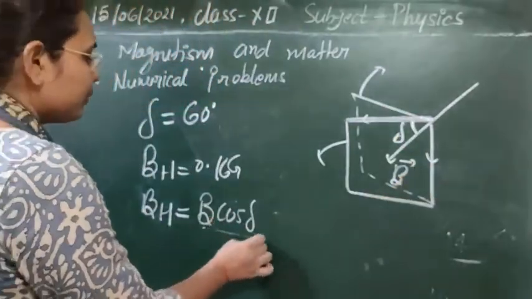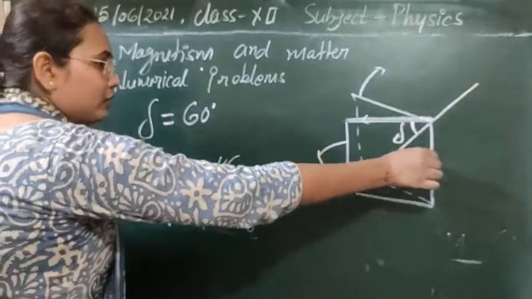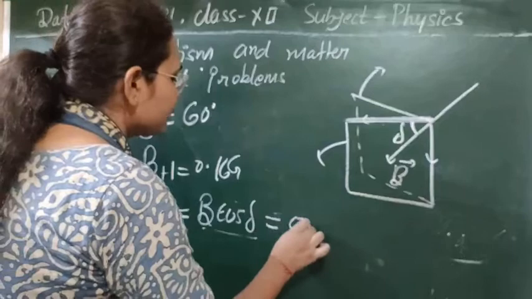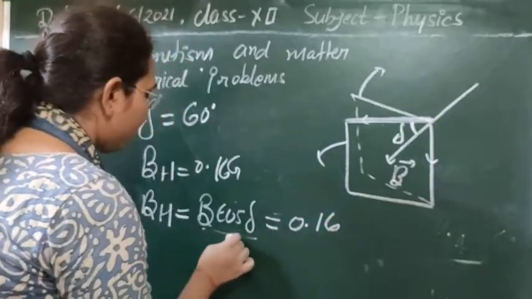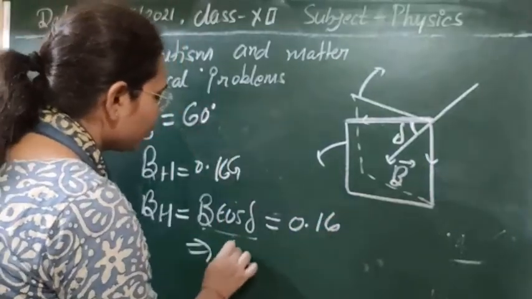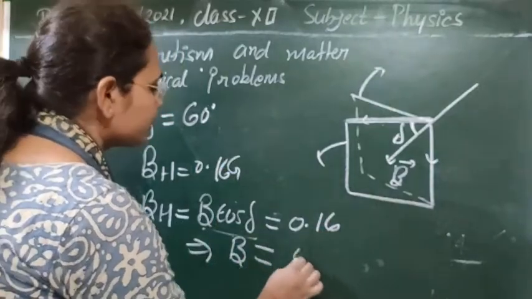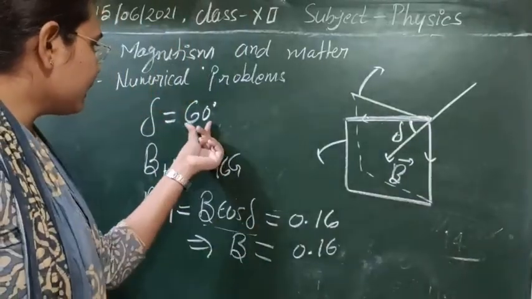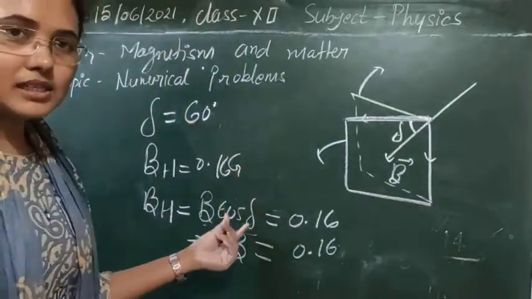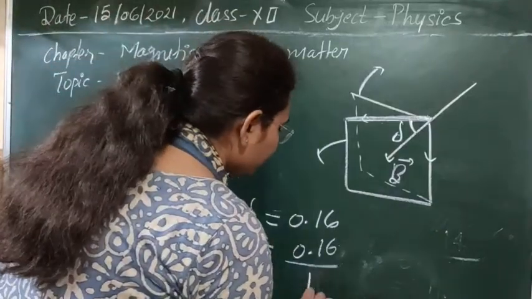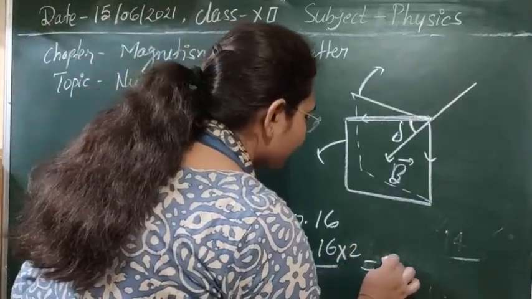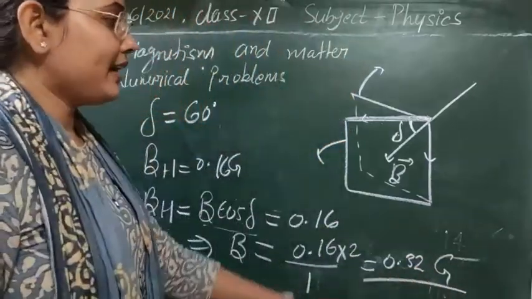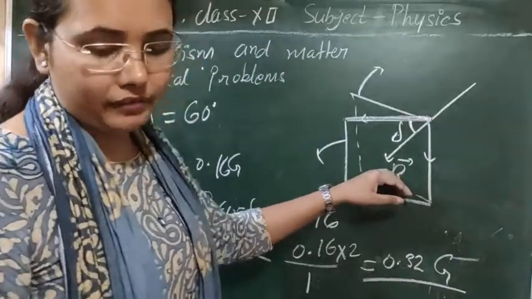So that horizontal component will obviously be B cos delta and the vertical component will be B sin delta. B cos delta is given to us, this value is 0.16. And cos delta is given, so we can find out what the net magnetic field will be. So this will be 0.16, and as cos delta is already given here as 60, and cos 60 you know is equal to 1 by 2. So here you can write 1 by 2, and now you can solve it. So this is 0.32 Gauss we have. This is the value of the net magnetic field that we have got here.